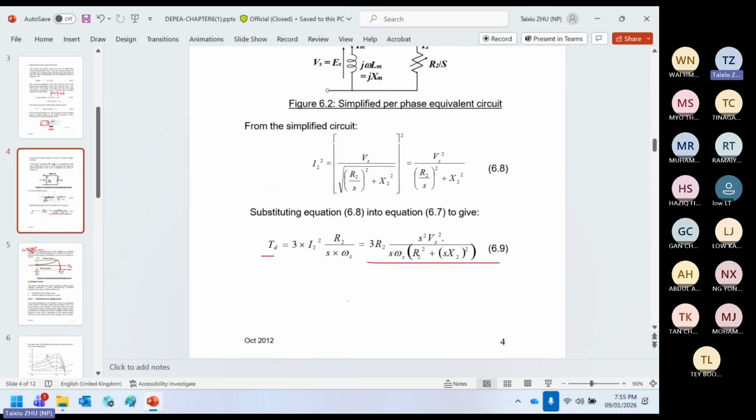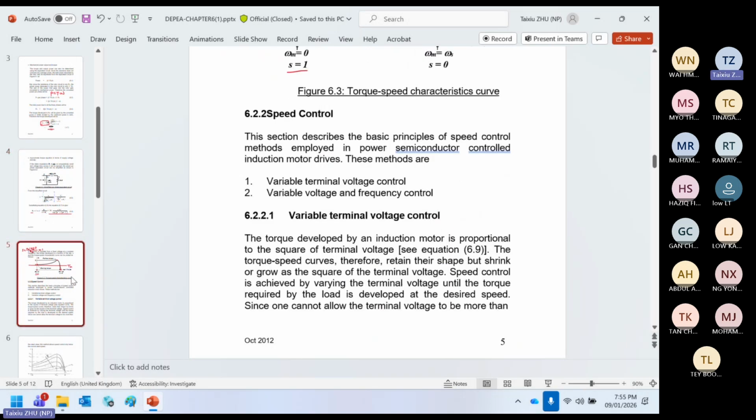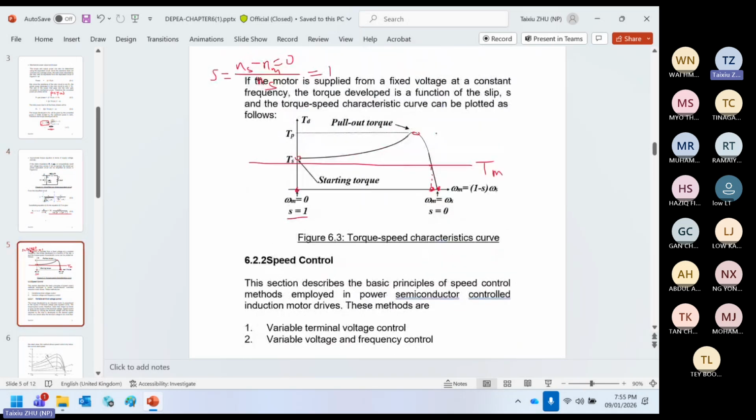Yeah, but then what is the purpose of this one? We want to draw the torque speed characteristic. The question will not ask you to sketch this because it's very time consuming. You need a lot of time to draw this one. So no worries. So this basically is to show, okay, if you have an induction motor, your torque speed will have this kind of relationship.